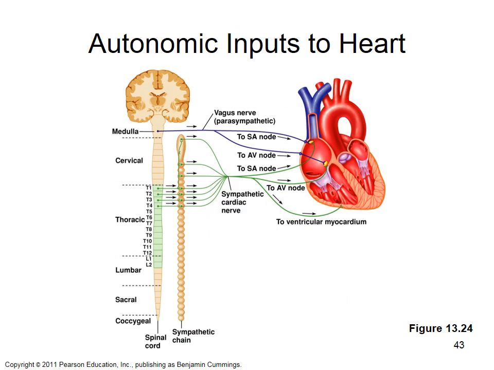Okay, so here we have the autonomic inputs to the heart. Remember, the autonomic nervous system is a 2-neuron chain. The sympathetic cardiac nerve comes from the preganglionic neurons from T1 through T4. Notice that the sympathetic postganglionic neurons that are part of the cardiac nerve innervate the SA node, innervate the AV node, and innervate ventricular myocardium.